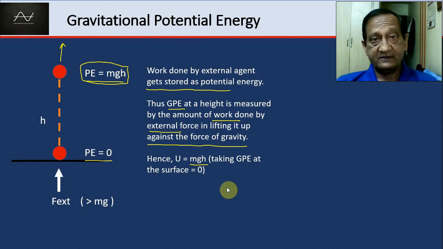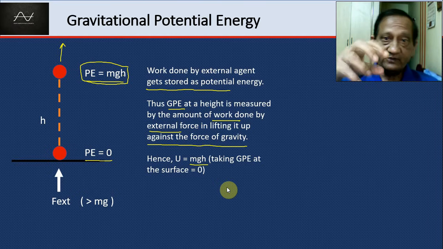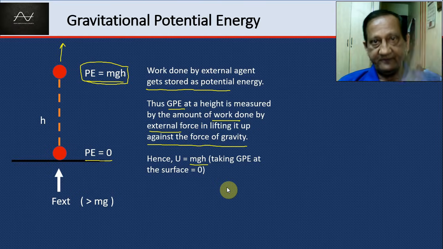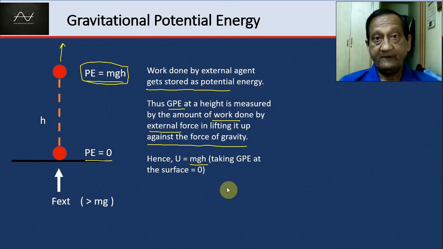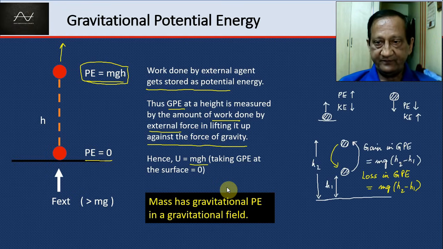And we know that if we release two stones from a tall building, one from the second floor, one from the 10th floor, when they hit the ground, the stone which was released from the 10th floor has got a greater speed. Why? Because it had a greater potential energy to start with, which converts to kinetic. Mass has gravitational potential energy in a gravitational field.